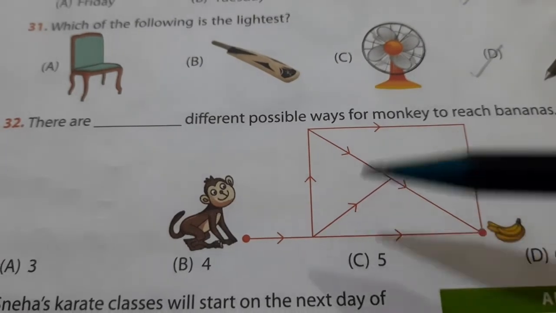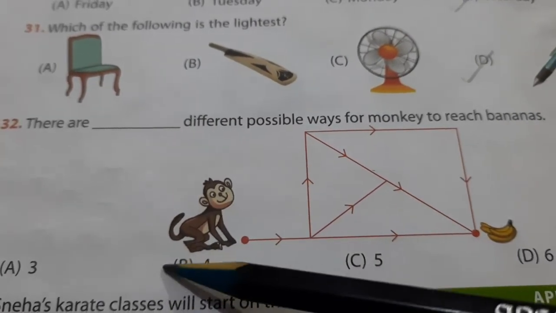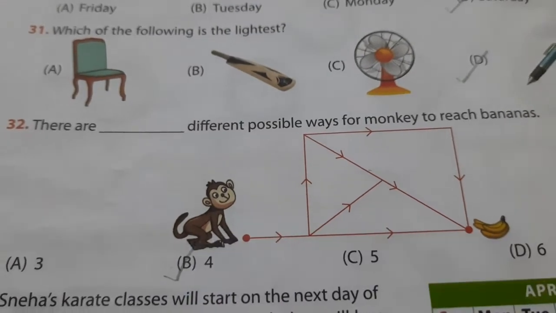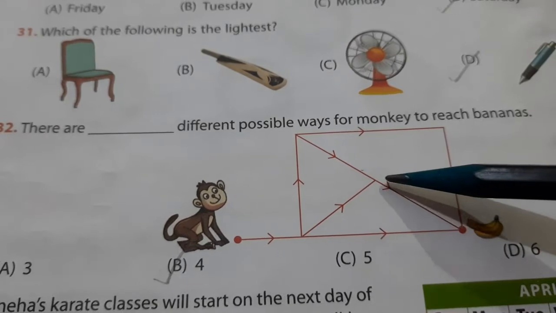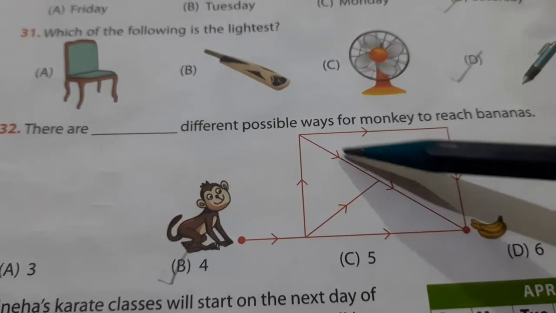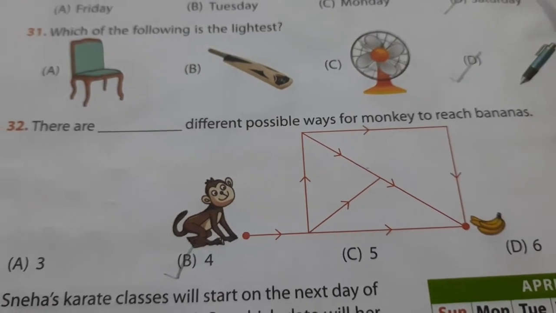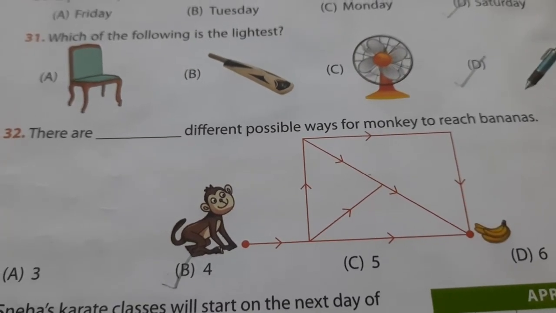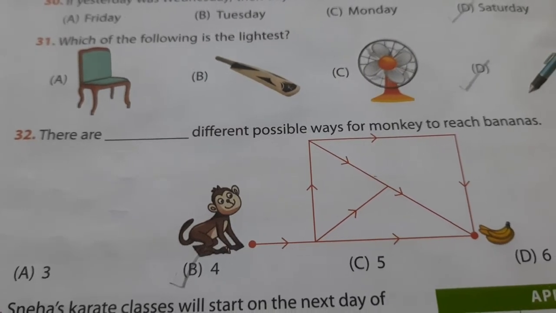It is 4, right? So that's why option B is the answer to this question. So when the monkey is going this way, it can go only in this direction. It cannot go upwards. So that's why we have only 4 routes which are going to be possible out of the given routes. All right.